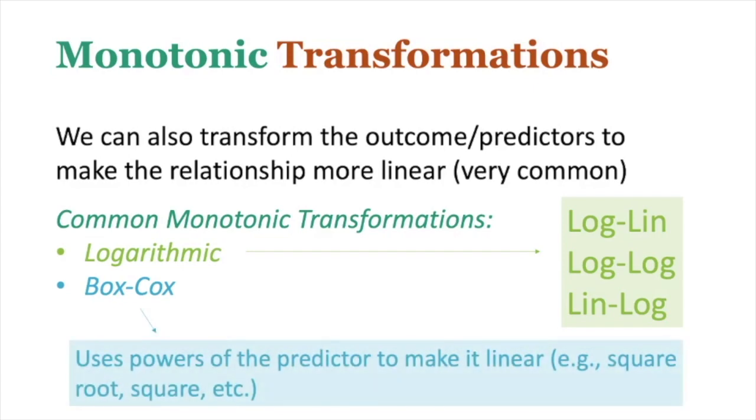Now with box-cox, that uses different powers of the predictor. So you don't have to just use square, cubed. You can use square root. You can use a power of a third. You can use a power 2.2. Box-cox is actually a test to find the optimal power to make the data linear. And we'll show that in the in-class example.